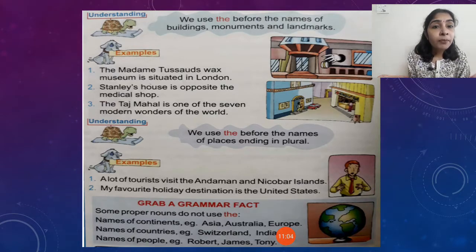Some of the proper nouns do not use the. It is not necessary that it is used with all proper nouns. Example, we never use the Asia or the Australia, neither do we use an Asia or an Australia. It is only when they have plural names, like the United States, the Andaman and Nicobar Islands, that we use the before them.